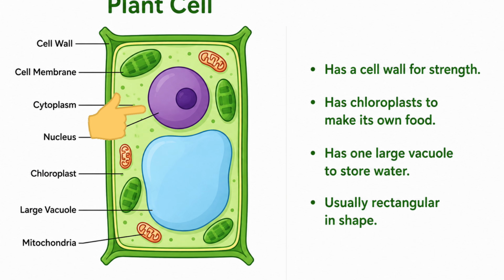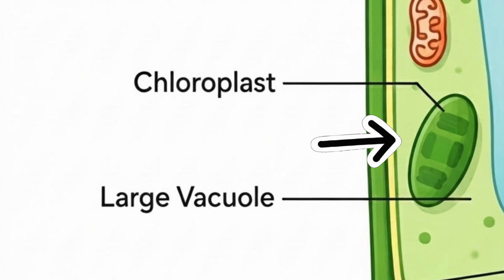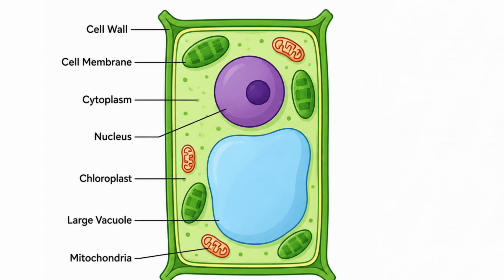Next is the nucleus. The nucleus is called the control center or the brain of the cell. It controls all the activities of the cell and contains the genetic material or DNA. Notice these green oval-shaped structures. These are called chloroplasts. Chloroplasts contain a green pigment called chlorophyll. They capture sunlight and help the plant make its own food through the process of photosynthesis. This is one of the biggest differences between plant cells and animal cells.